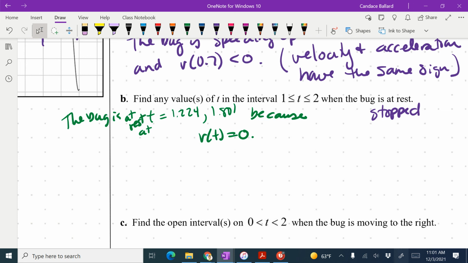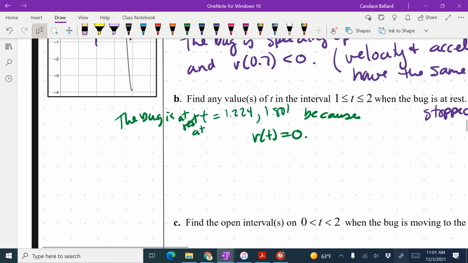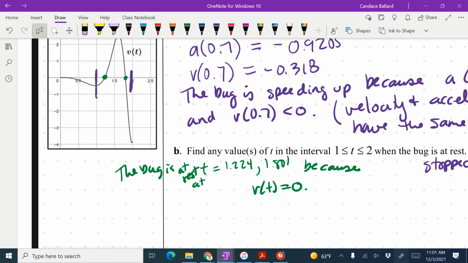To do the next one, I'm going to add to my graph a little bit. I'm going to just put these values. I'm not going to put the whole thing. I know that that's like 1.2 something, and this is 1.8. It just is going to help us identify in the next question here.